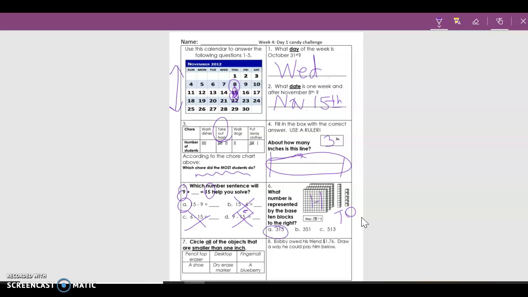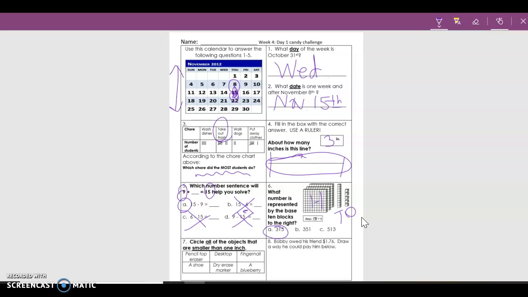Next, circle all, and that's a big part, all. It's not just one answer. There could be more than one answer. There could be only one answer. Circle all of the objects that are smaller than 1 inch and remind them about how long an inch is.